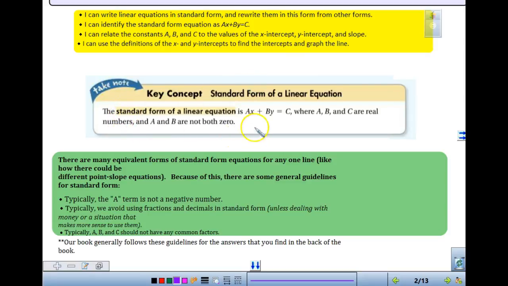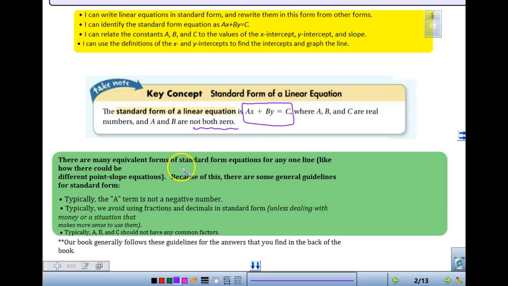So standard form of an equation is always going to be in this form. ax plus by equals c. A, b, and c are real numbers, and a and b are both non-zero, or not zero. That is going to be key to this definition. Okay? So this is back on page 12 that you are looking at.